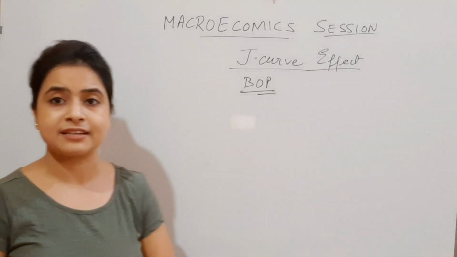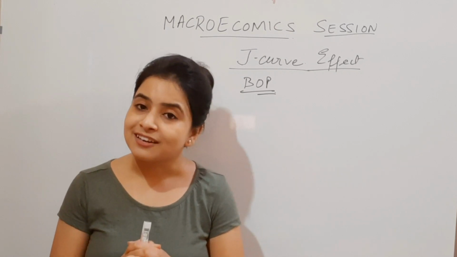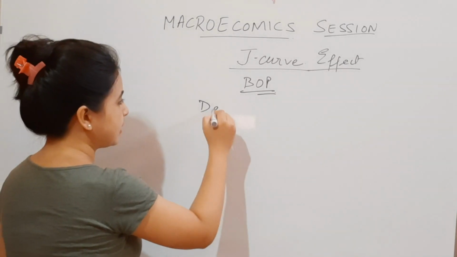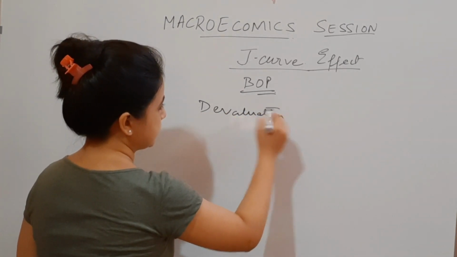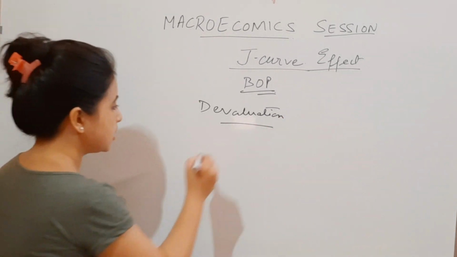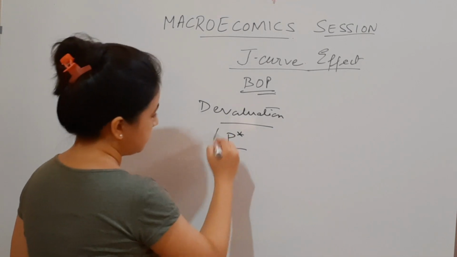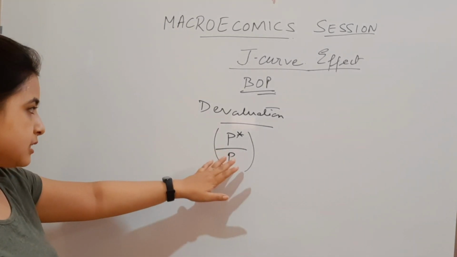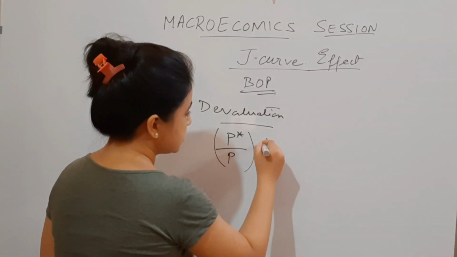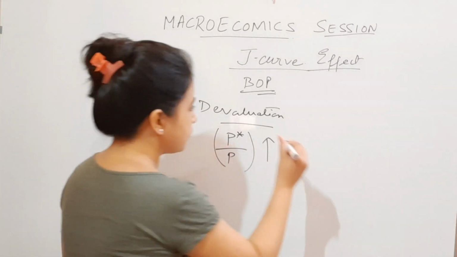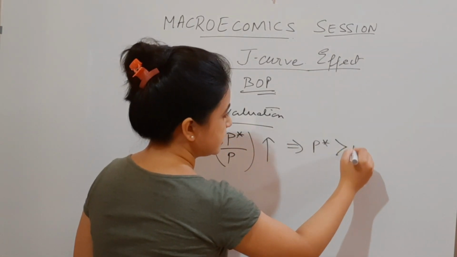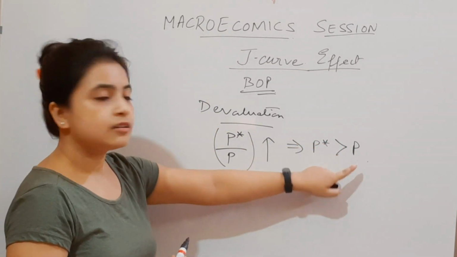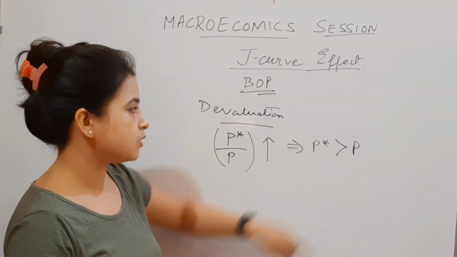Alright, so this J curve effect is related to the effect of devaluation. You know what devaluation is? Devaluation occurs when P star goes up. What is P star? P star is the foreign price level and P is our domestic price level. Obviously, it is implying that P star is greater than P. That means the foreign price level is much higher than the domestic price level. Under this situation, what happens?